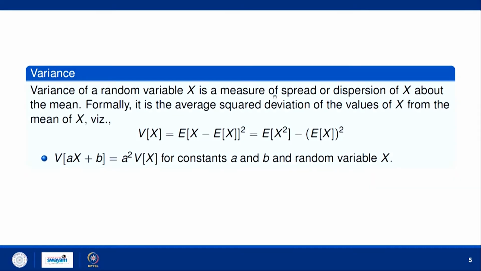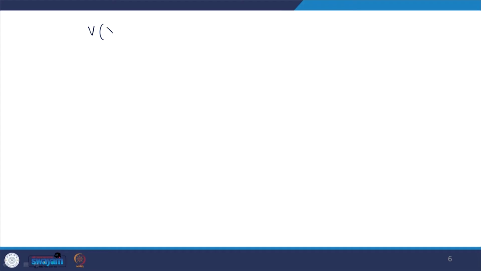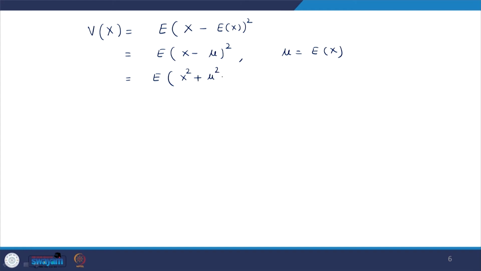So, how can we define variance? Variance of X is nothing but the expectation of (X minus expectation of X) whole square. That means simply the expectation of (X minus mu) whole square, if we denote the expectation of X by mu. So, let us simplify this. It is (a minus b) whole square, so it is a square plus b square minus 2ab. Now, you can further simplify it. By the linearity property, it will be the expectation of X square plus the expectation of mu square plus the expectation of minus 2X mu.